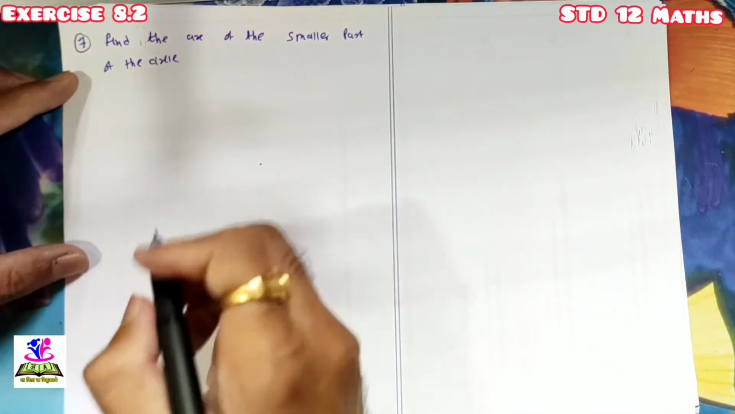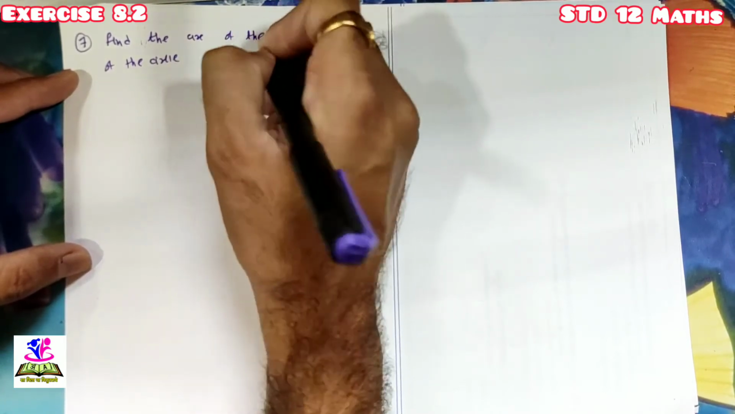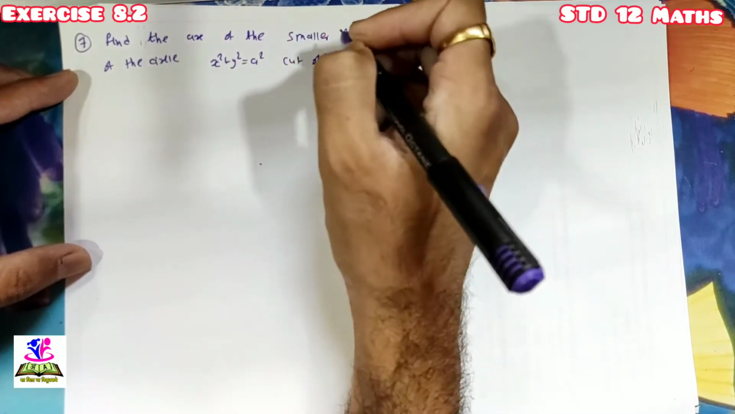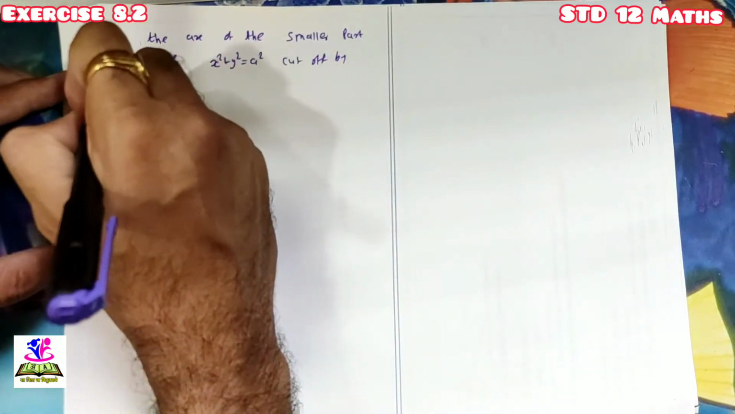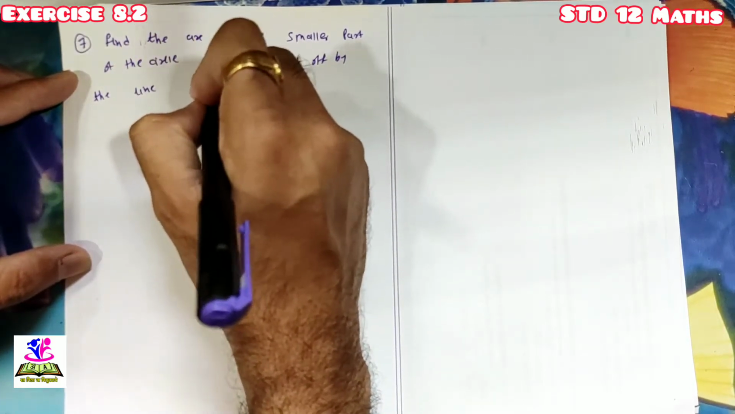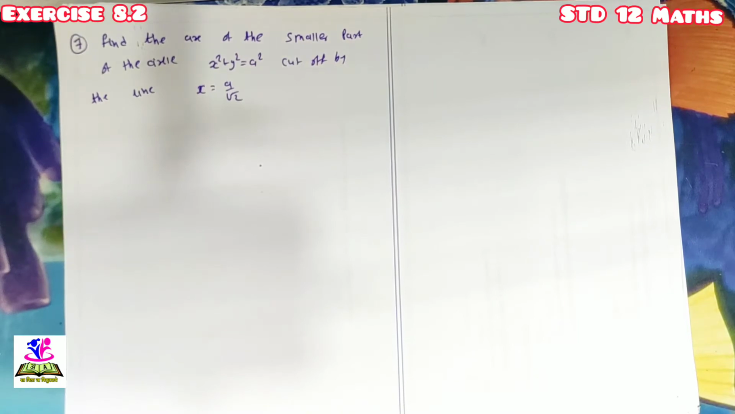Find the area of the smaller part of the circle x square plus y square equal to a square, cut off by the line x equal to a upon root 2. So you have to find the area of the circle cut off by this line.